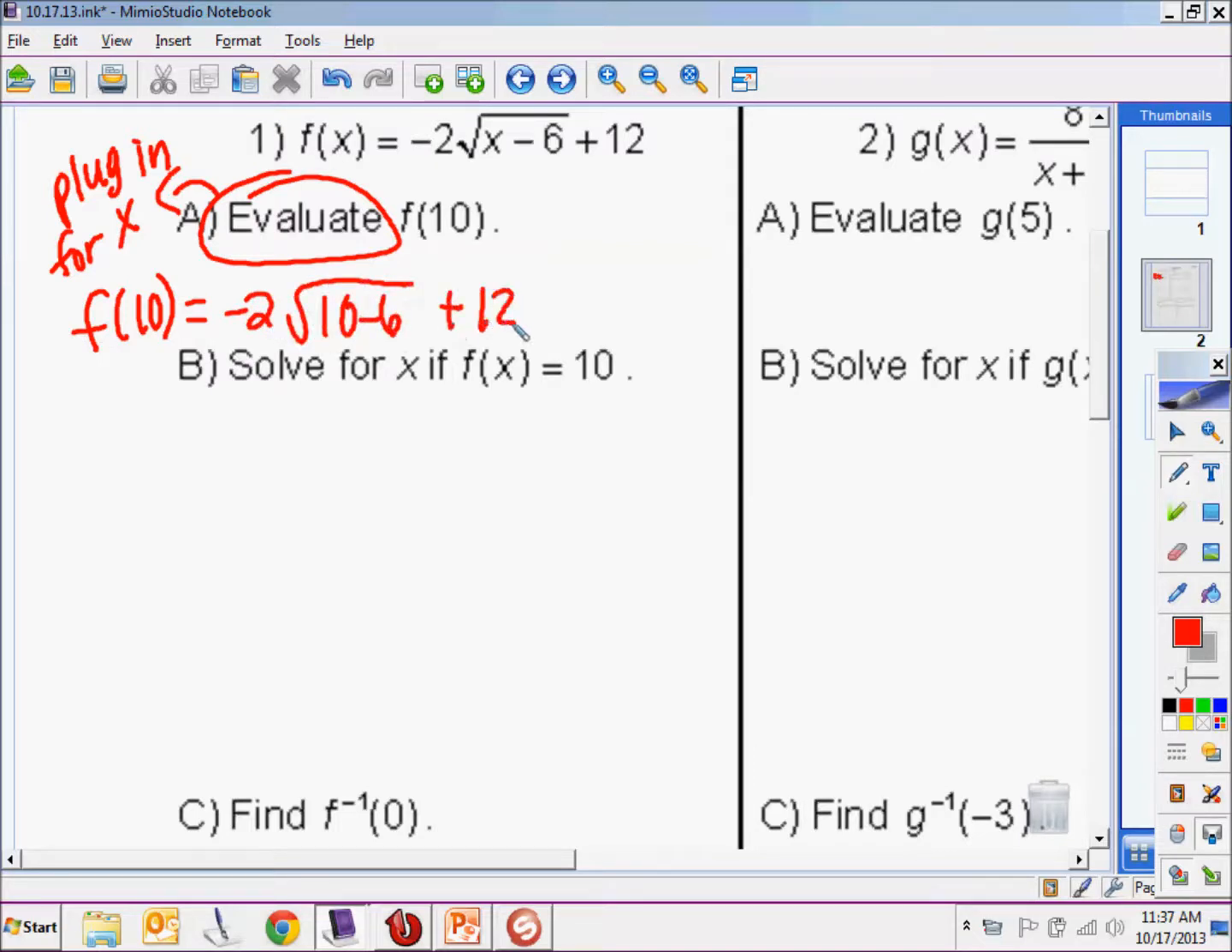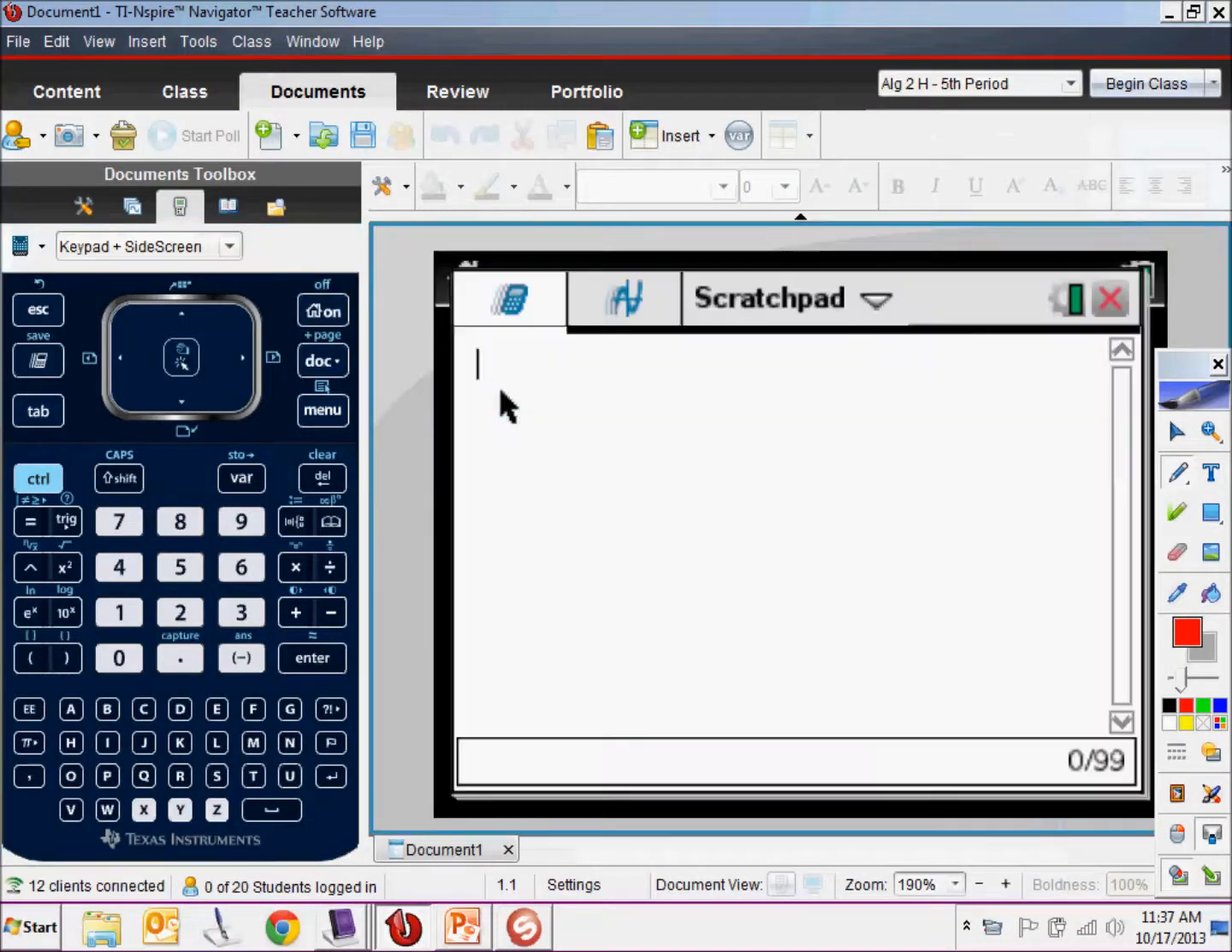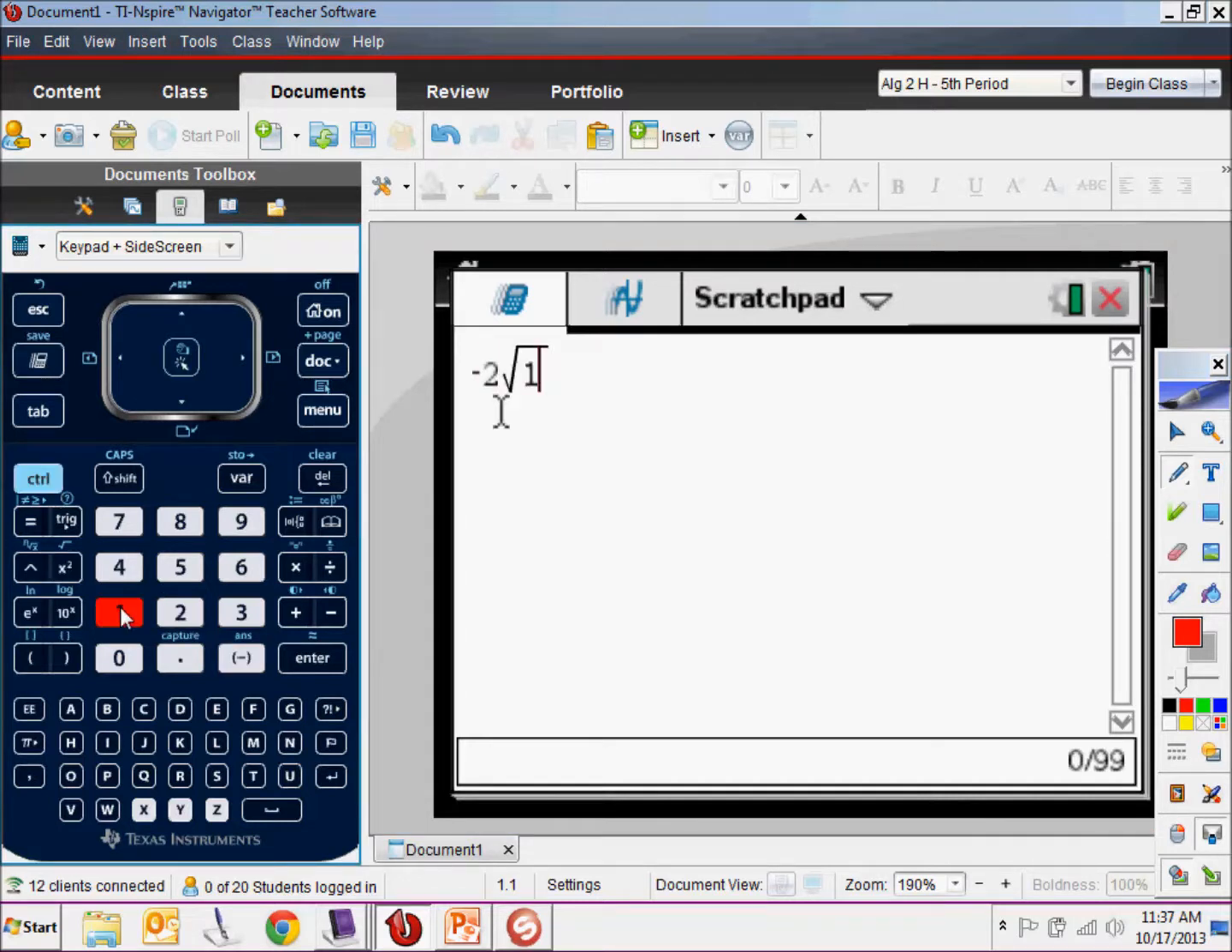Because you're at school and you have a calculator, if you're not strong at doing this type of math in your head, please use the calculator. You grab the calculator, press calculate, and you're going to put in, what was it? Negative 2 times the square root of 10 minus 6 plus 12. And when I put it in the calculator, it would do all the work for me.